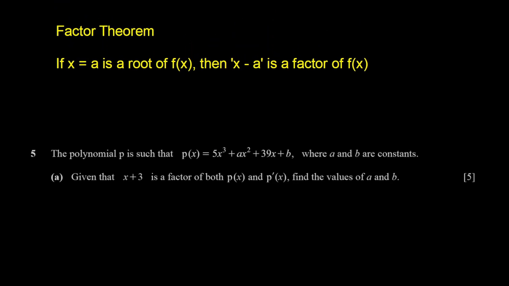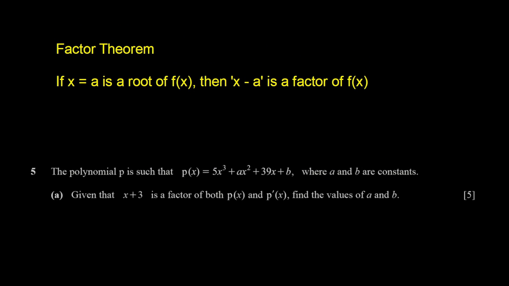Okay, I think we need to just recap what the factor theorem is. The factor theorem states that if a is a root of a polynomial f of x, then x minus a is a factor of f of x. So, for example, if 2 is a root, x minus 2 is a factor. If 5 is a root, x minus 5 is a factor. If negative 4 is a root, then x minus negative 4, so x plus 4, is a factor. And vice versa, right? If we know that x minus 7 is a factor, we also know that 7 is a root.